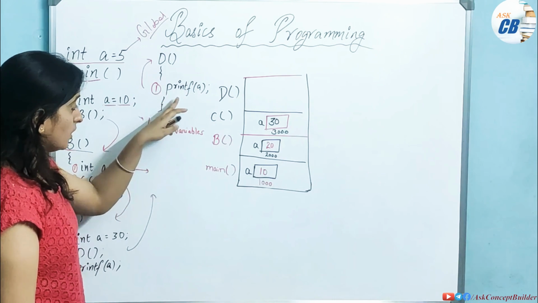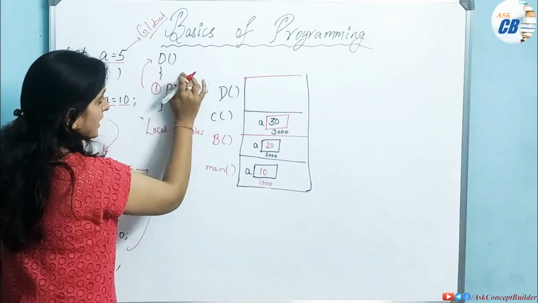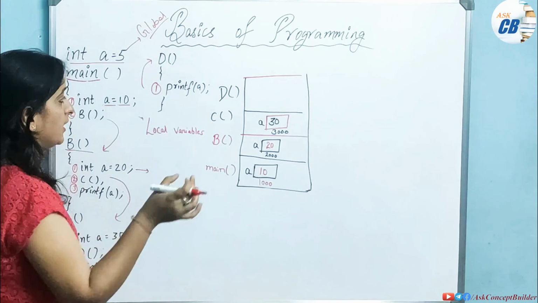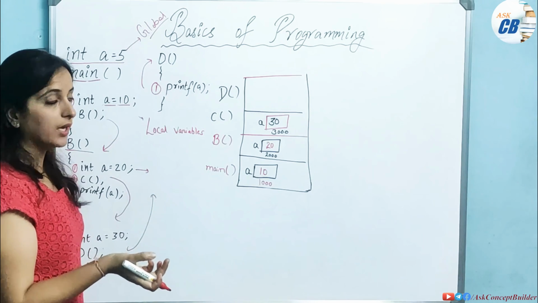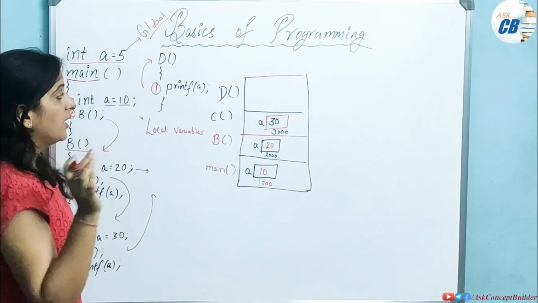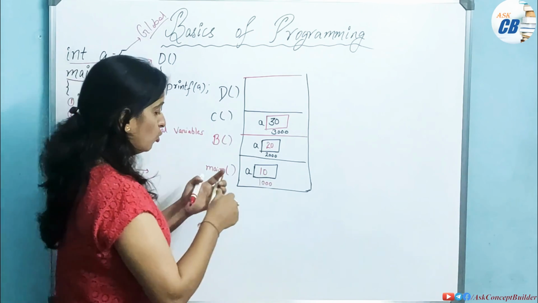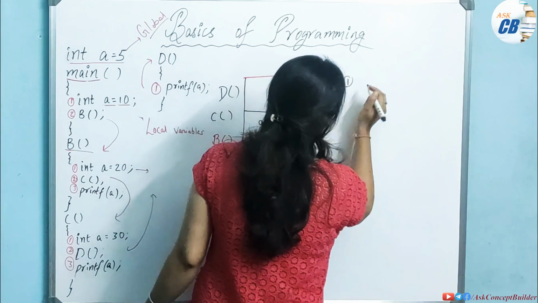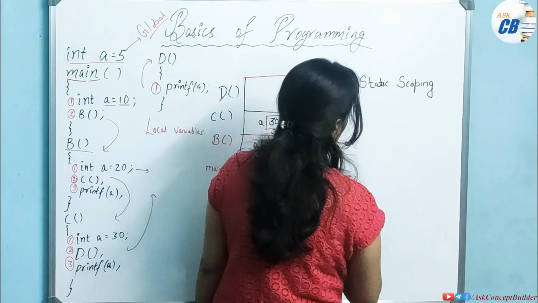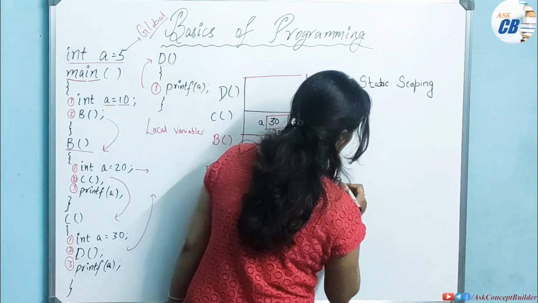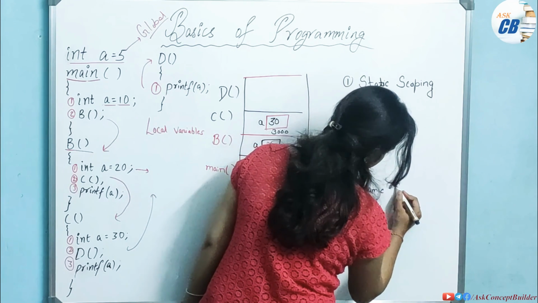Now see what we are seeing in this function. It has not been assigned any value of a. It does not have any variable with the name a. Now which value will it print? This is the important part. Here comes the concept of static scoping and dynamic scoping. Two terms are there: first is static scoping, and second is dynamic scoping.